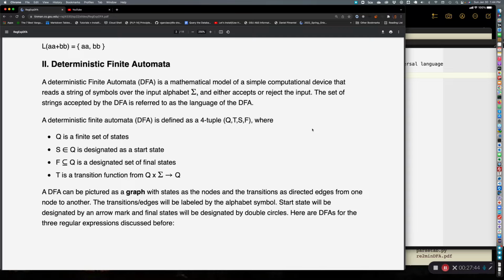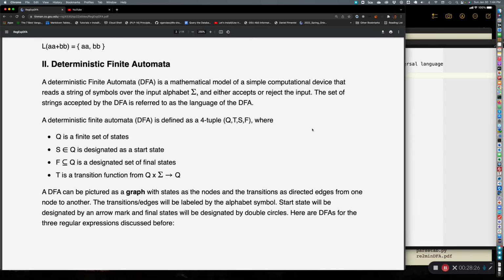A DFA is sometimes referred to as a language recognizer. Some strings are fed as input, and some of them it recognizes and says, yes, I accept it, and others it rejects, saying, I don't accept this one. That's the nature of a DFA computational device. The set of strings accepted by the DFA is referred to as the language of the DFA, very much like we define the language of a regular expression.